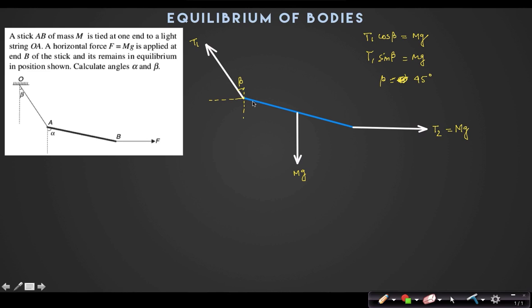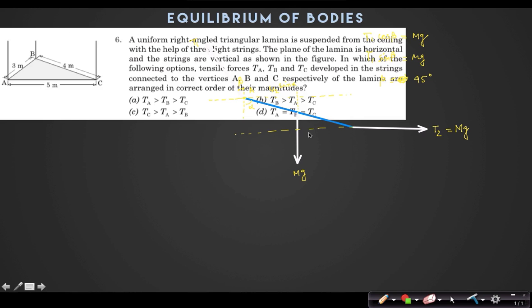What about alpha? This angle is alpha. Can I talk about this point A? Any point I can take, but if I take torque about this point, what is the perpendicular distance of the line of action of this force mg? This distance is L by 2 sin alpha.